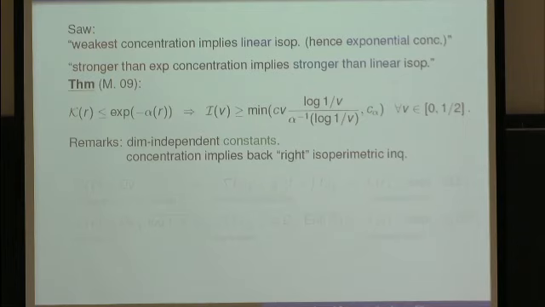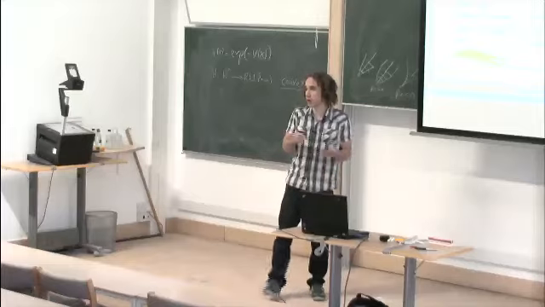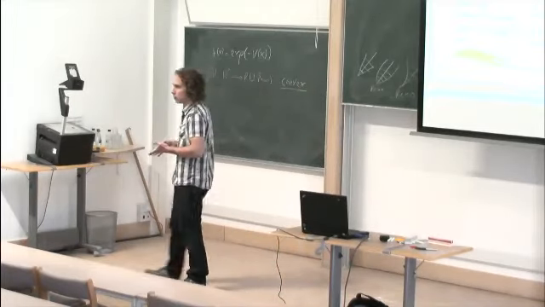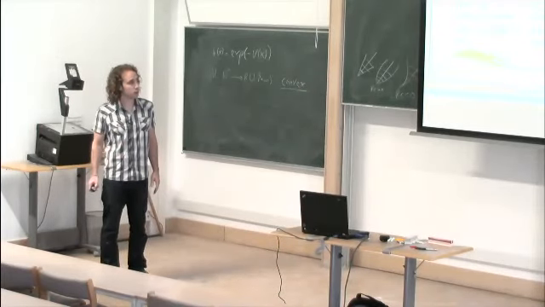Okay? And if you check in examples what happens, it turns out that we really get the right isoperimetric inequality. So recall these two prototypical examples that we are considering. If we start off with alpha being quadratic in R, then this just reads square root, so we get v times square root of log 1 over v. So really, we close the equivalence up to dimension independent constants in the convex case. Okay?